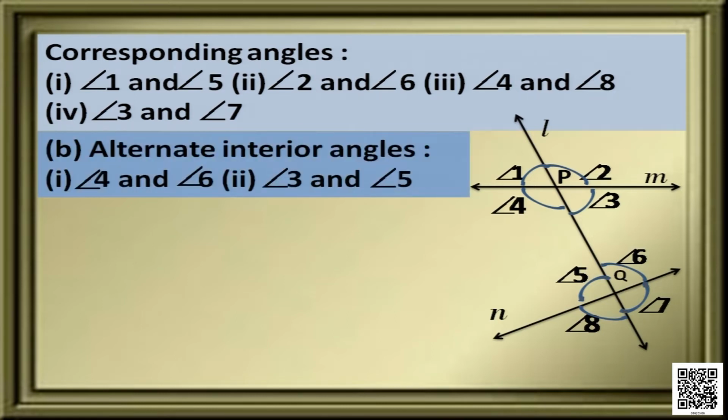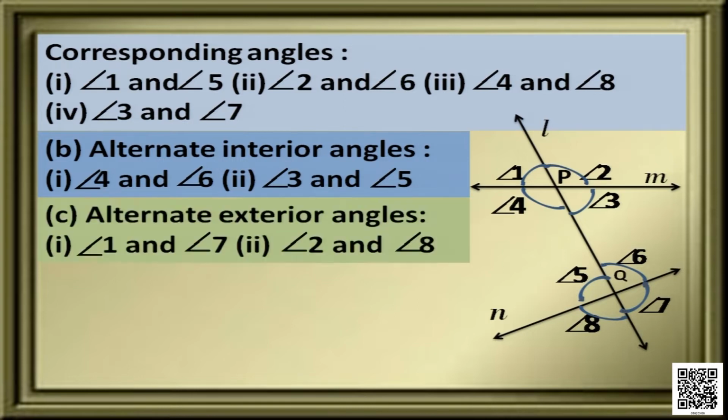Now let's come to alternate interior angles. Alternate means leave one and take the rest. See here, 4 and 3 are consecutive angles, 3 and 6 are consecutive angles, 5 and 6 are consecutive angles, 4 and 5 are consecutive angles. So we have to take non-consecutive angles. That means 4, leave 3, then 6. 4 is alternate to 6. Similarly, 3 is the alternate interior angle to 5. So we have two pairs of alternate interior angles, that is 4 and 6, 3 and 5.